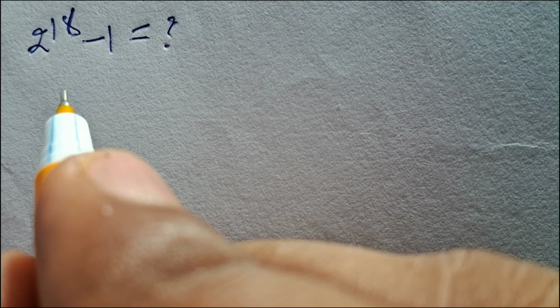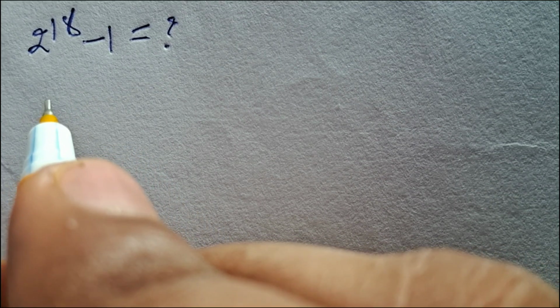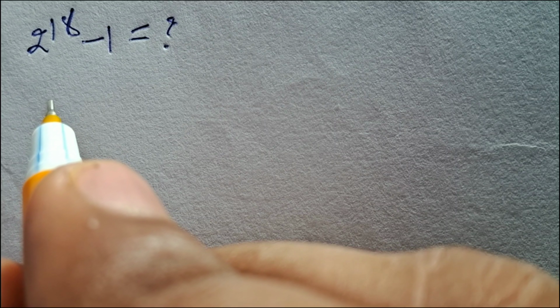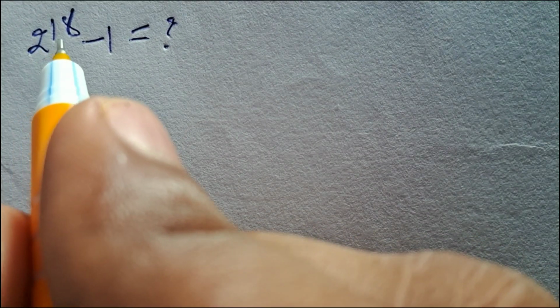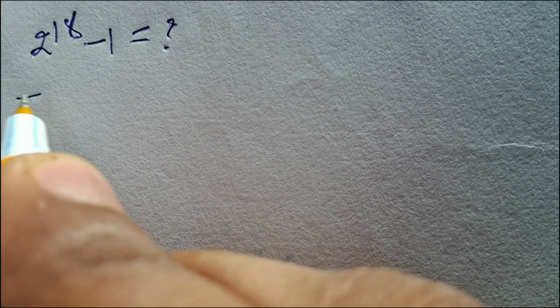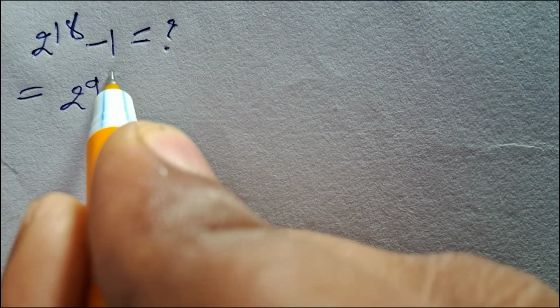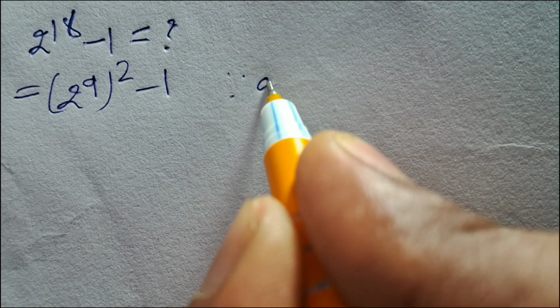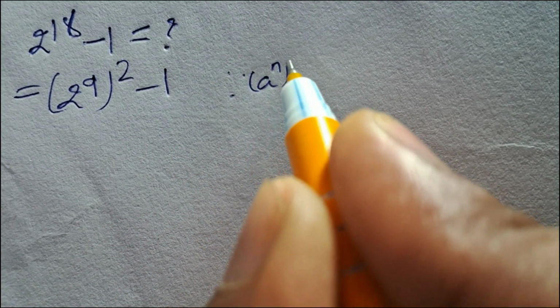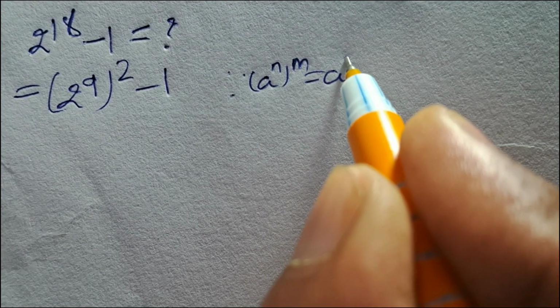Hello everyone, today we will learn how to find 2 to the power 18 minus 1 without a calculator. We write 2 to the power 18 minus 1 as 2 to the power 9, whole to the power 2, minus 1, by the result a to the power n to the power m is equal to a to the power nm.